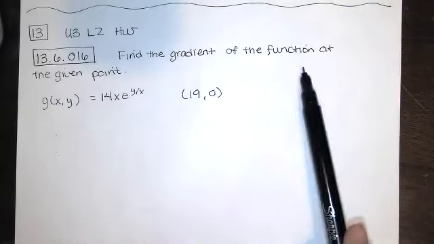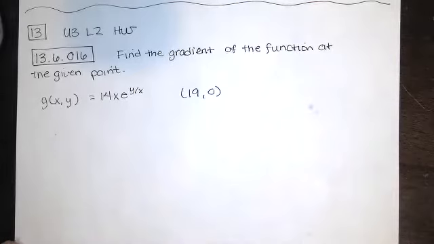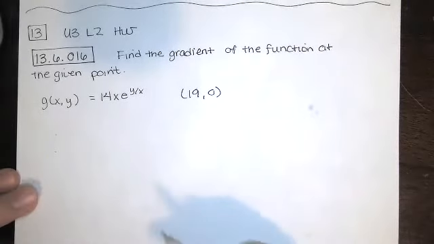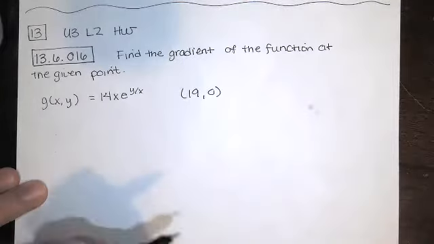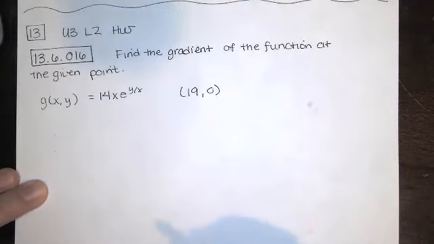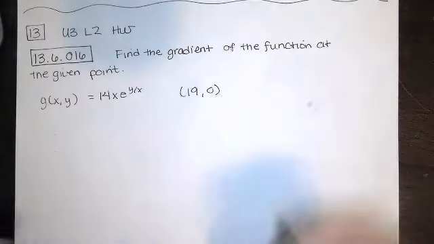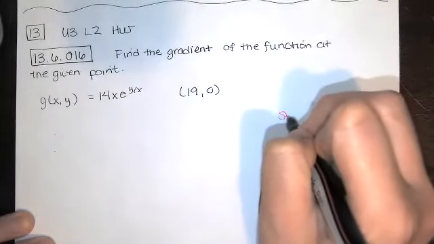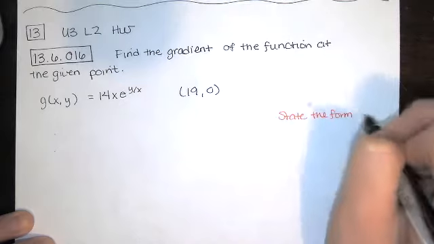We're asked to find the gradient of the function at the given point, and we're given this function and this point. So it really comes down to knowing what the gradient is, finding all the parts of that gradient, and then just evaluating it at a point. So let's start by stating the formula for the gradient.